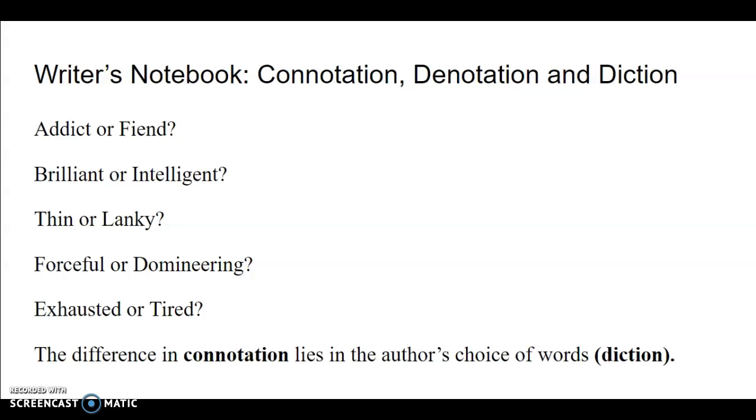So those are the things that I want you to keep in mind when we look at word choice, when we look at diction. The connotation of a word is one of those first steps to being able to analyze rhetoric. So I'll go ahead and stop it here.